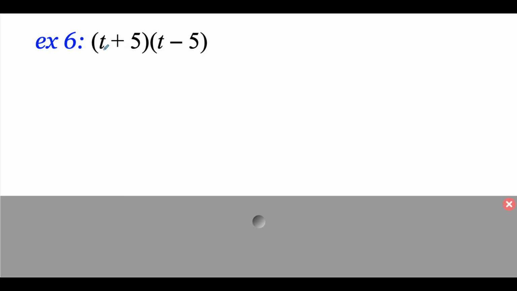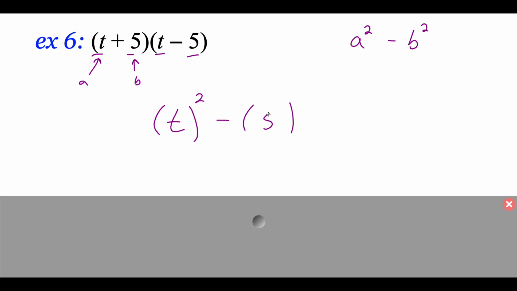As we take a look at this one, we've got t plus 5 being multiplied by t minus 5. So just like we saw, the answer we get should just be a squared minus b squared. So in this case, the t's represent the a value, and the 5s represent the b value. So I need to take a and square it, so t squared minus that b value squared, so 5 squared. Well, when I take t and square it, I just get t squared, minus, when I take 5 and square it, I get 25. So I get t squared minus 25 as my final answer.